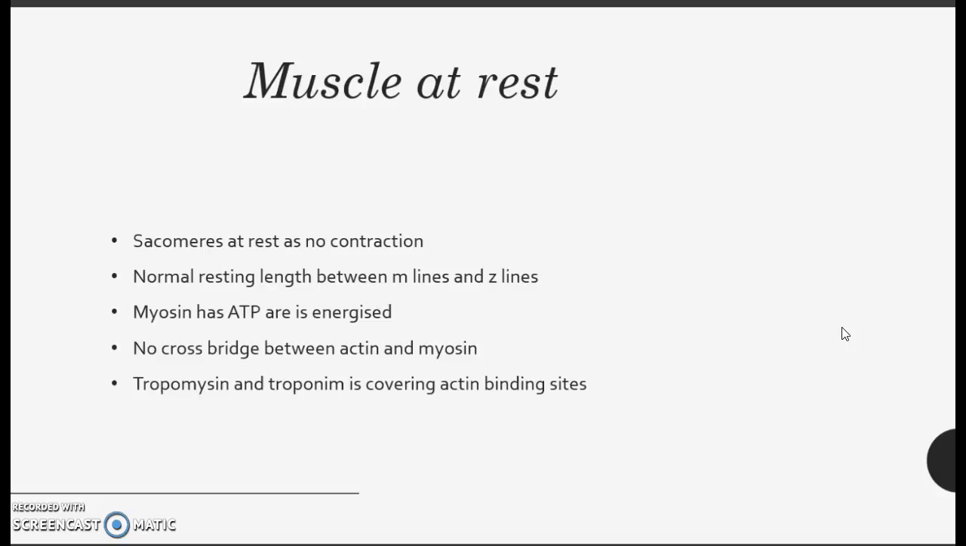Myosin has ATP and is energized, ready to contract with the actin, which allows the muscles to move. So this also means there's no cross bridge between the actin and myosin. The reason for this is the actin is covered by tropomyosin and troponin, which doesn't allow the myosin to make a cross bridge, so there is no contraction happening.